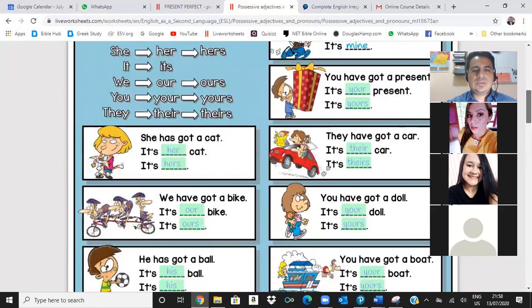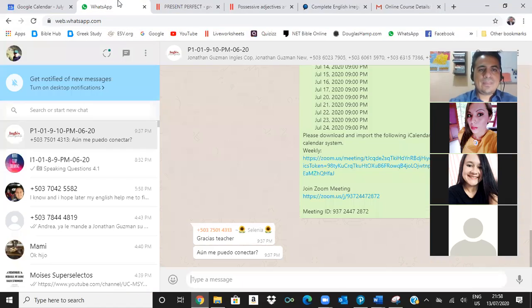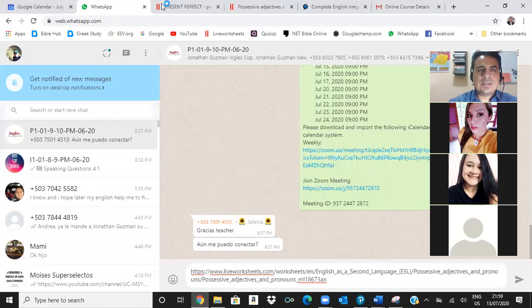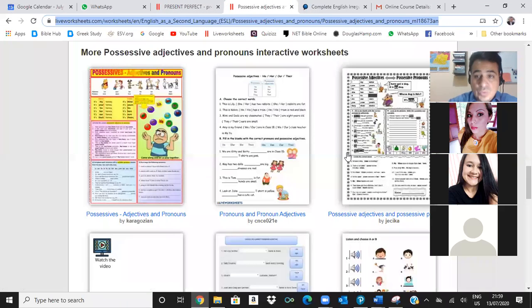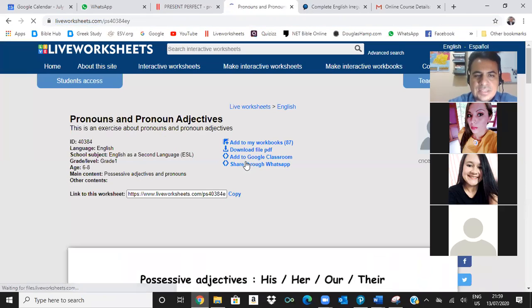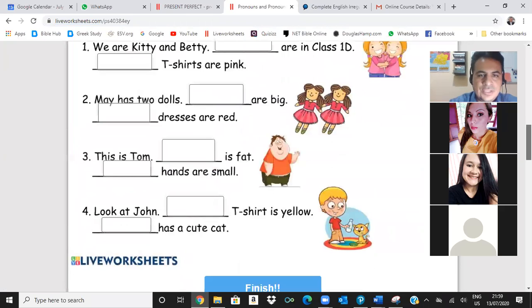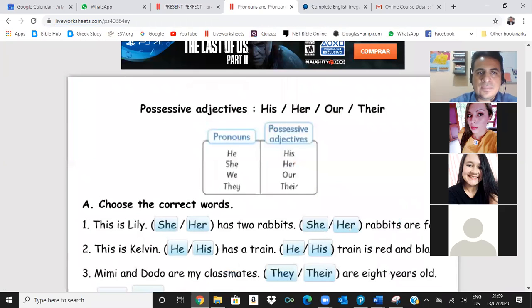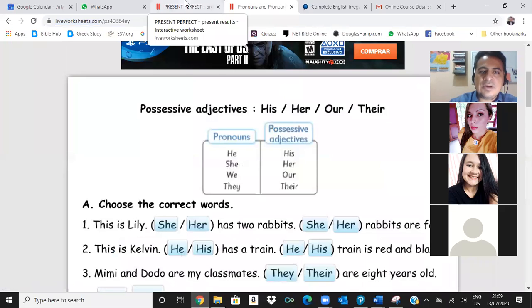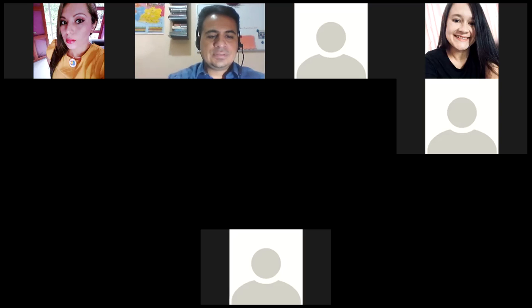Okay? All right, so aquí les voy a pasar esta hoja para que ustedes la puedan realizar después. Más abajo de esta hoja hay otras. So, for example, let's say you want to do more exercises. Aquí tengo otra. Pronouns, adjectives. Pueden usar esta. No las he visto, honestamente. Pero si quieren practicar más, aquí hay. Primero, completen los trabajos de la plataforma. Okay. Questions? ¿Pregunta?